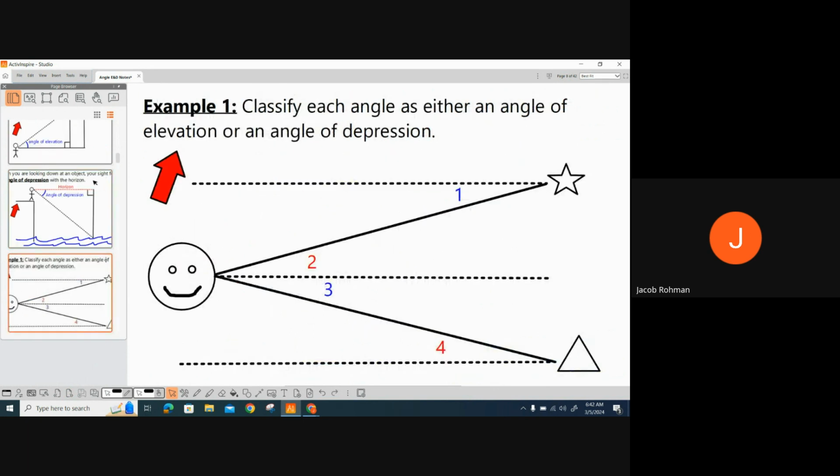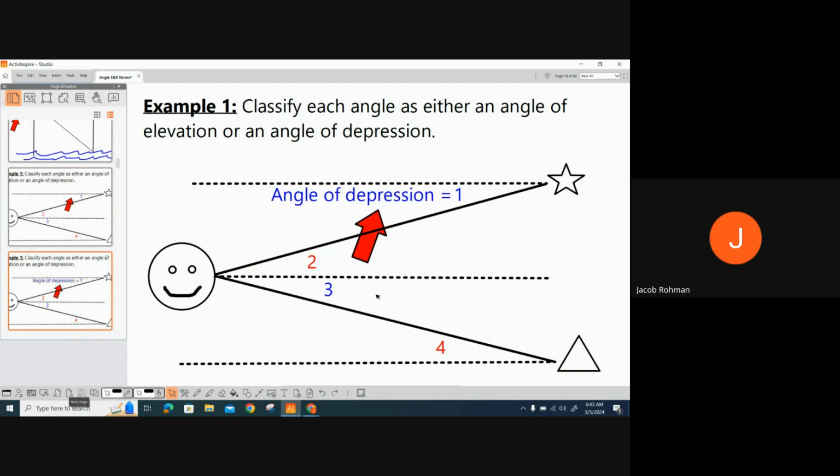So in example 1, it says classify each angle as either an angle of elevation or an angle of depression. So again, it's all about perspective. If we had this perspective of the star, and we see angle number 1, well, we know that this is the horizon, and we're looking downward towards the person over here from the star. So we would call number 1 an angle of depression.